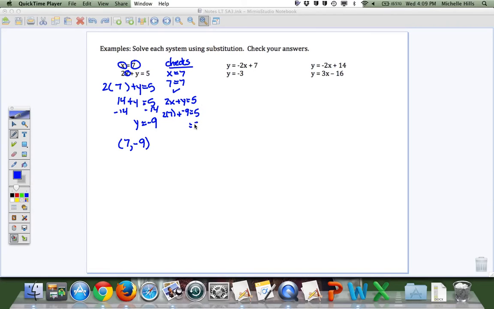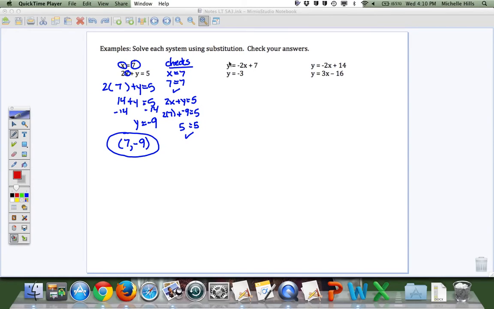The right side of the equation stays 5. Make sure you copy this down. And then you take your calculator and you plug the left side of the equation into your calculator. 2 times 7 plus negative 9 is 5. Yep, both sides of the equation are equal to each other, which means that point is on each of those lines. So it is the point of intersection of those lines, and that is my answer.